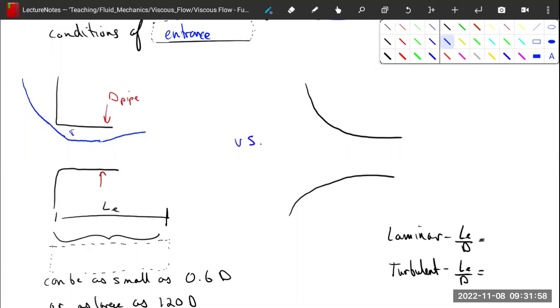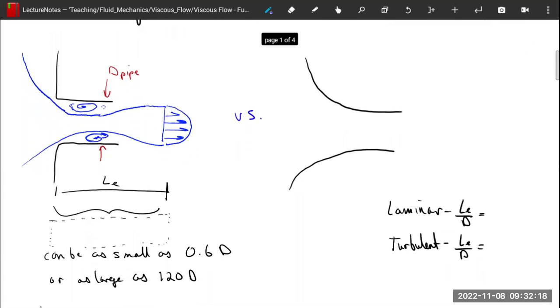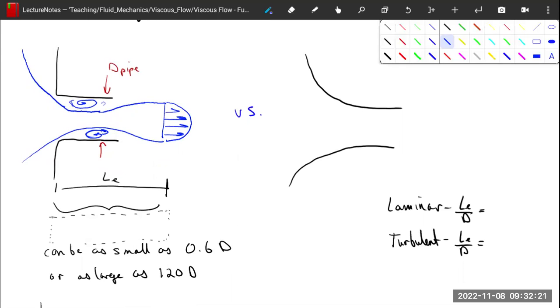But we get lots of chaotic recirculation region here, and the same thing happens on the bottom. Recirculation region here, and eventually this spreads out, and we get nice flow here. If it's laminar, we'll get a nice parabolic flow. If it's not, we get something else. But this time that it takes for this flow to even out again after entering a pipe is called the entrance length.